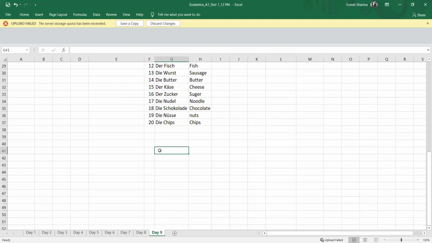So now let's learn what we call breakfast, dinner, lunch, and snacks in German. The first, breakfast, is Frühstück. Breakfast is Frühstück. Next is our lunch. So lunch is Mittagessen.